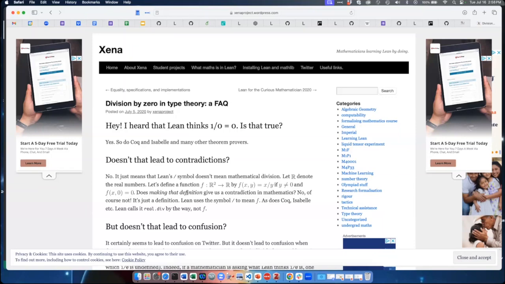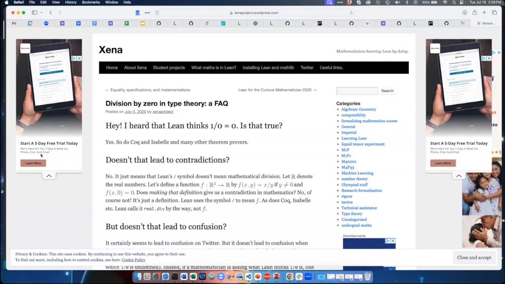Making this definition doesn't create a contradiction in mathematics. It's just a definition. Lean simply uses the symbol division not to mean what you had in your mind about division, but to mean something ever so slightly different. Maybe you thought if you divide by 0, it should return an error. Maybe you thought divide by 0 should return not a number, or something like that.